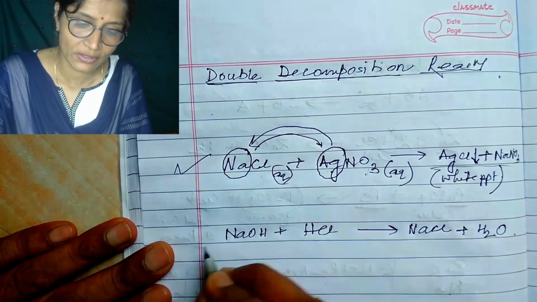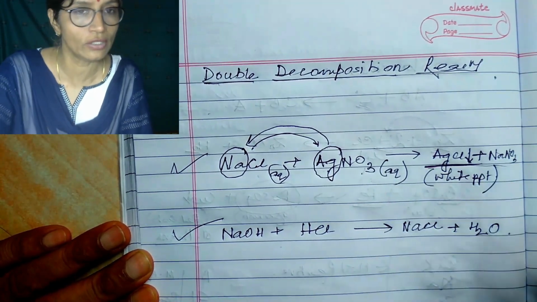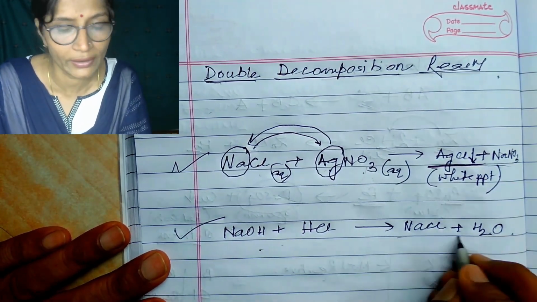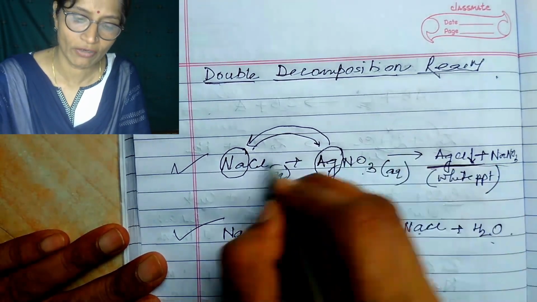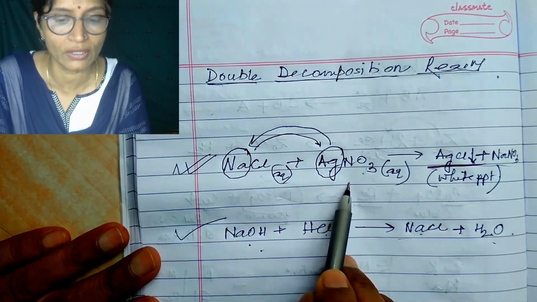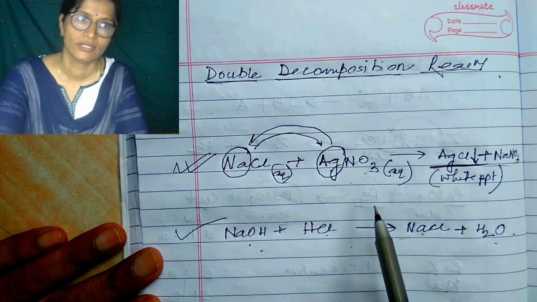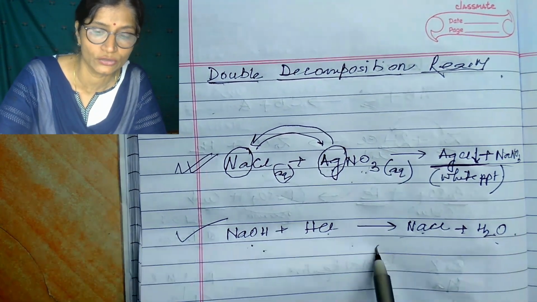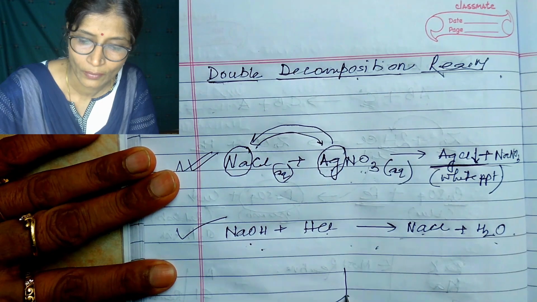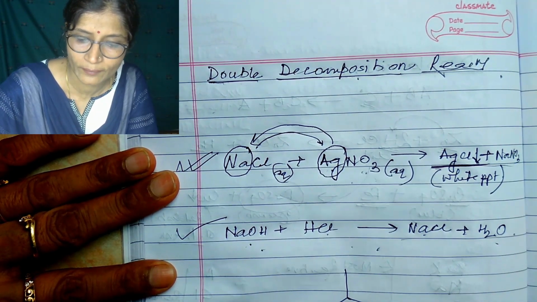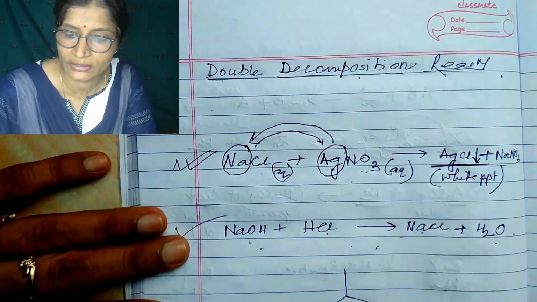Now there is a difference between this and this double decomposition reaction. Here you are getting one insoluble product, but here you are not getting an insoluble product. This is an acid reacting with a base, giving salt and water. This type of reaction is known as precipitation double decomposition reaction, and this one is neutralization double decomposition reaction. So double decomposition reaction is actually of two types: one is precipitation, and another one is neutralization.